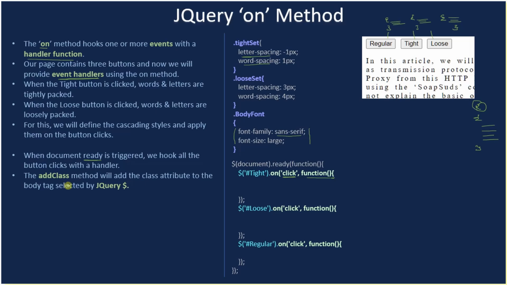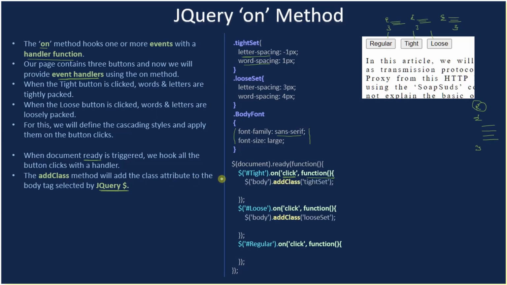The addClass method will add the class attribute to the body tag selected by the jQuery $ selector function. We already know the selector function from the previous subseries, and by this time you are also aware of addClass. So to the selected object, it will add the class attribute, right?